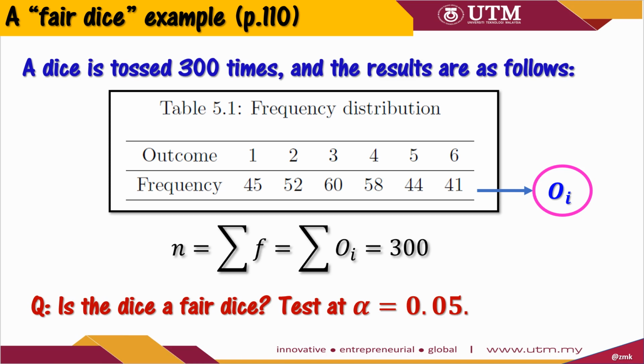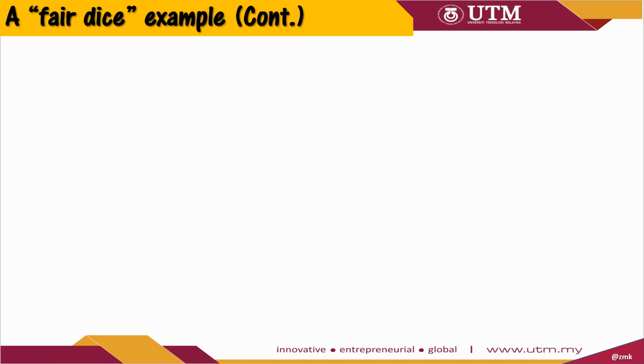Therefore, to answer whether the dice is fair or not is actually to investigate if the probability distribution is uniform or not. In summary, we want to test if the sample data follow a uniform probability distribution. So we have a goodness of fit test in this example. Let's look at the next slide on how we should proceed with this goodness of fit test example, the fair dice example.